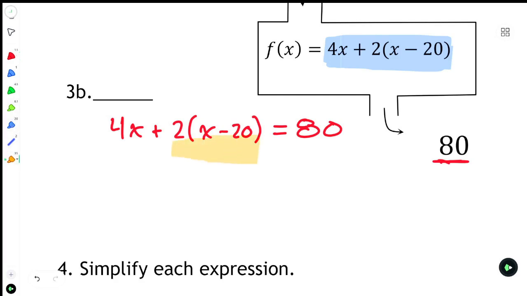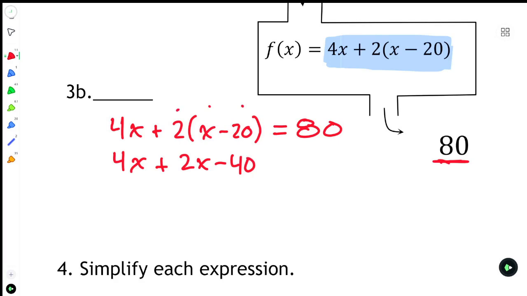I'm going to rewrite this so that there's no parentheses. Whoa. That's not what I wanted to have happen. So when I do that rewrite, this is going to become 4x again, plus this is going to become 2x, and then minus the number 40.